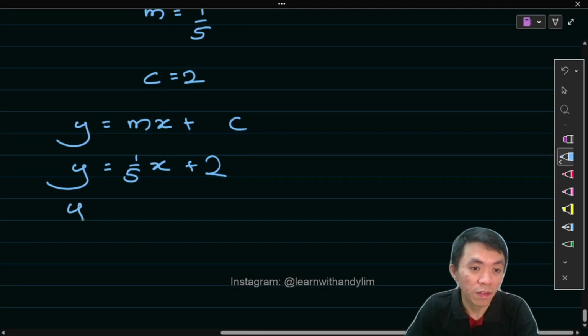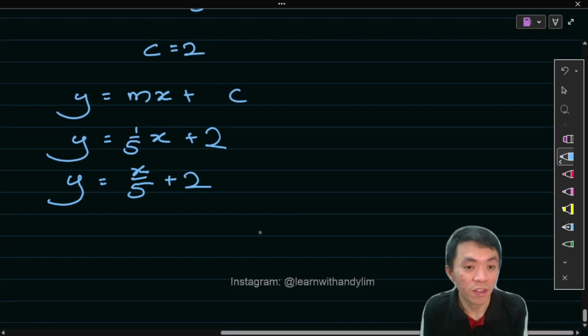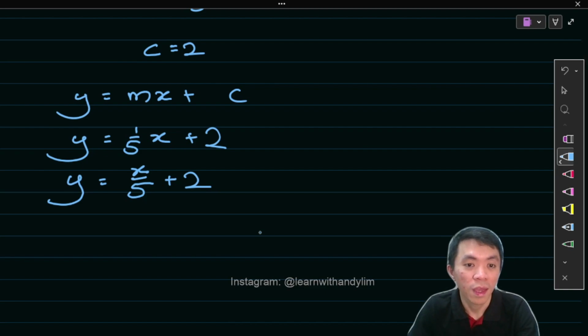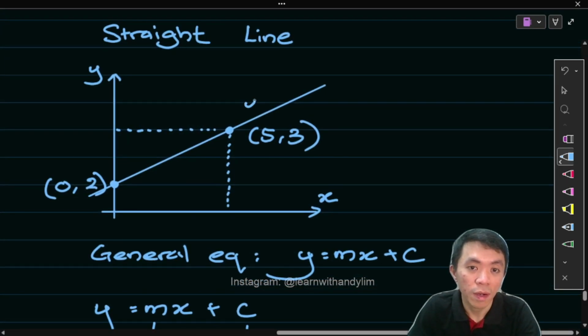Or you can write it as x over 5 plus 2. This is my straight line, x over 5 plus 2. Let me just label it down. y equal to x over 5 plus 2.